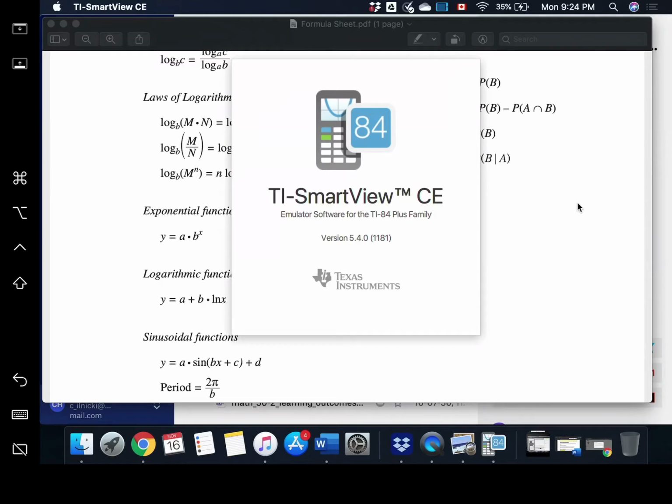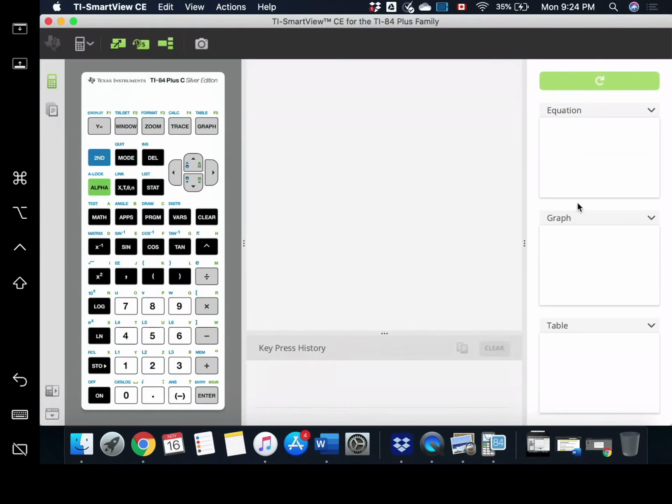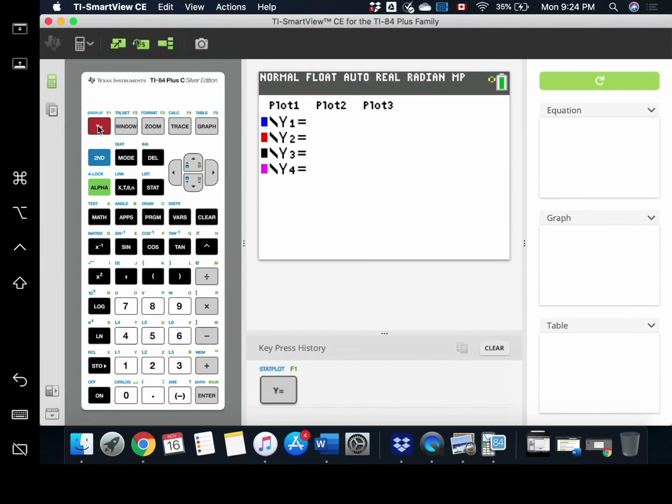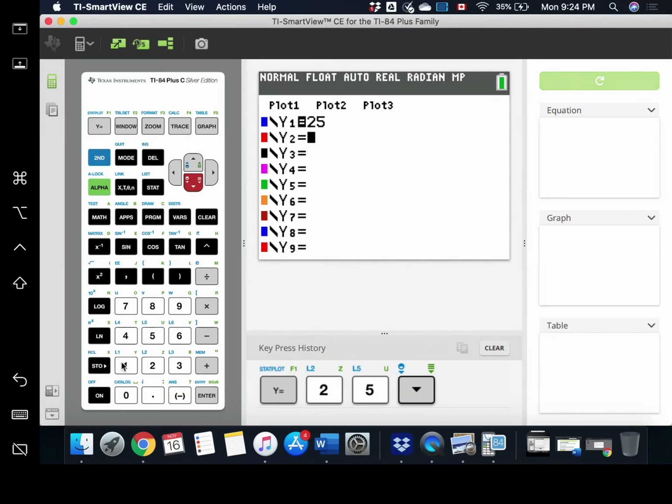Okay, so in your graphing calculator, you should be entering y1. Go to your y equals. Okay, so press y equals. Enter y1 as 25.